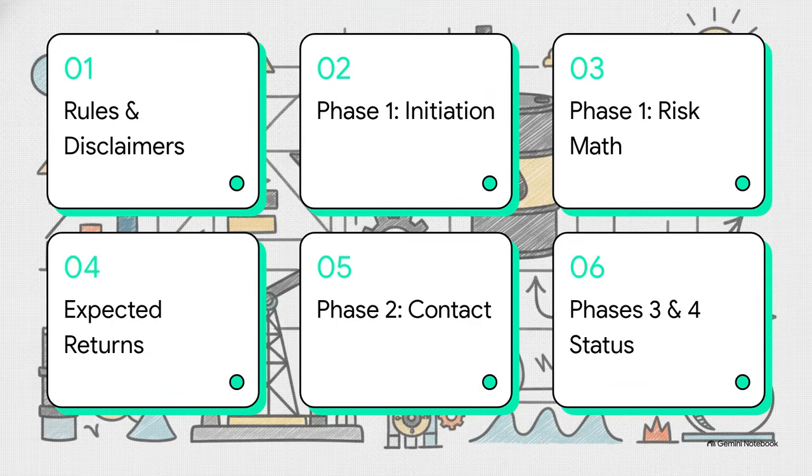Here's how we'll break down today's structural ledger. We'll cover system rules and disclaimers, Phase 1 cycle initiation, Phase 1 risk calculation, Phase 1 expected returns, Phase 2 boundary contact, and finally the status of Phases 3 and 4. Keep in mind as we go, Phases 1 through 4 are strictly labels for structural states, not chronological steps.